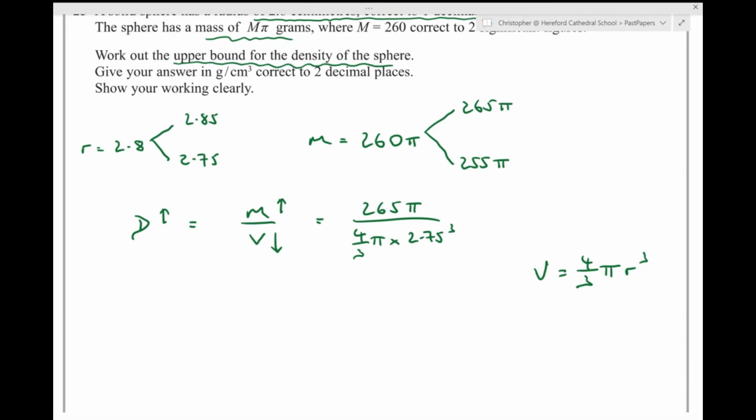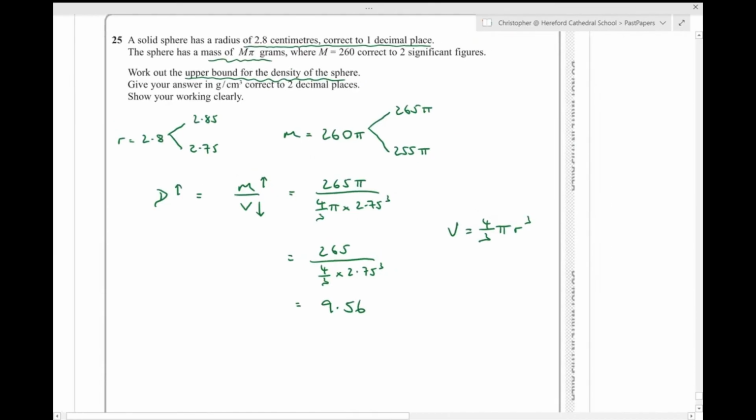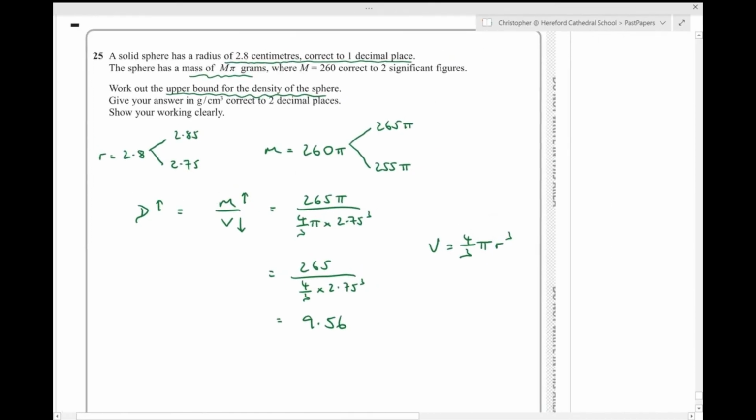All you need to do really is to put that in your calculator without messing it up. You could, of course, divide top and bottom by pi to make it easier. So now you don't have to put pi in your calculator. But a bit of careful button pressing will give you the answer to 2 decimal places of 9.56. And that is question 25 done, and that is the paper complete.